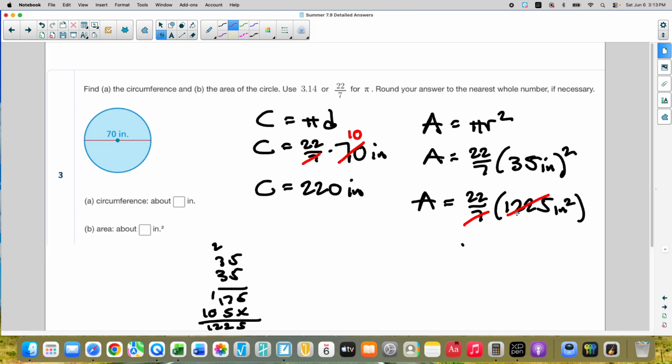7 goes into this 35, 5 times. Don't know if you could see this, right? If this is 35 times 35, and then we would cancel one of the 35s by 7, that would leave us with 35 times 5. And we did 35 times 5, which was 175. Don't know if you saw that. That's 5 times 35. So area, whoa, not red.